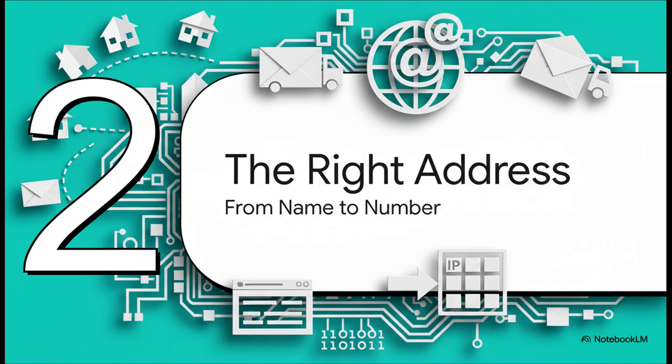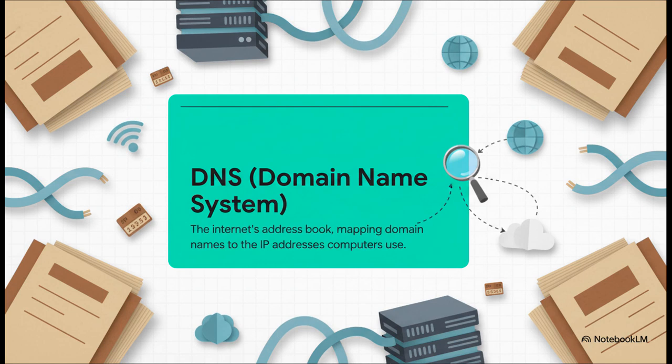All right, so our courier's ready to go. But before they can deliver anything, they need one absolutely critical piece of information: the exact address of where it's going. See, you know the website's name, but computers, they don't. They speak a different language, the language of numbers. So the big question is, how does your browser turn that friendly website name into the string of numbers it really needs? Well, that's where the domain name system, or DNS, comes into play.